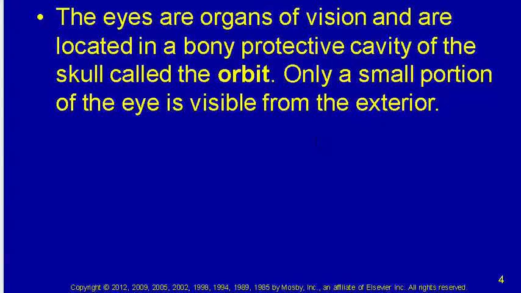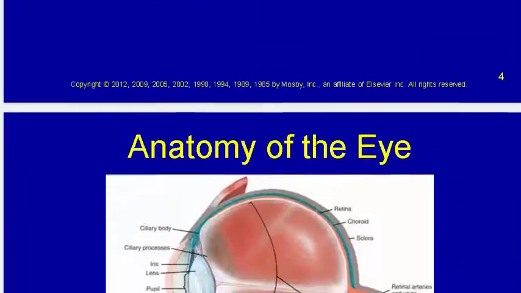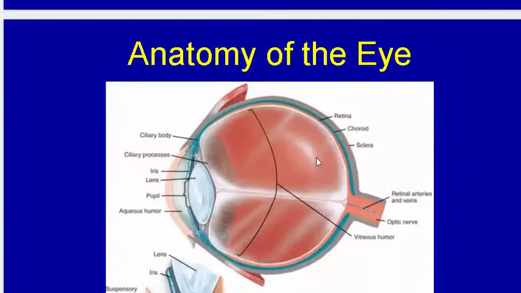Only a small portion of the eye is actually visible from the exterior. So when we look at a picture of the anatomy of the eye, you can see right here that we're familiar with the parts of the eye that are visible on the surface, such as the iris, the lens, the pupil. But it's actually all of these portions back here, this part of the anatomy, that's responsible for the true vision or the interpretation of what you're seeing through the optic nerve.